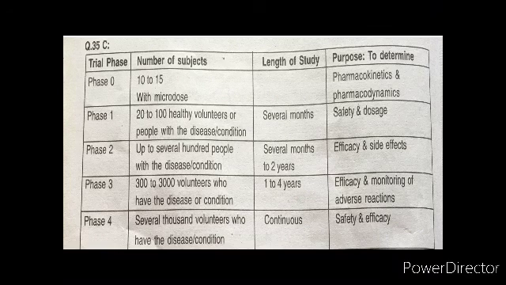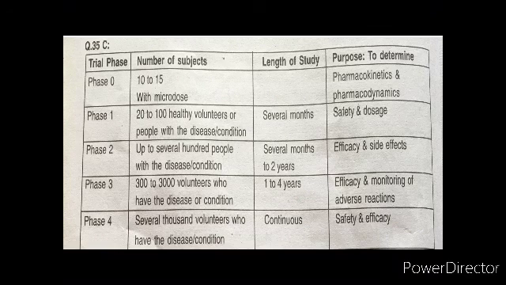Now we can see in this table, phase 0 is a trial phase with number of subjects at 10 to 15, and the purpose is to determine the pharmacokinetics and pharmacodynamics. In phase 1, we take 20 to 100 healthy volunteers or people with the disease or the condition, and that will take several months to determine the safety and the dosage. Phase 2 takes up to several hundred volunteers with a disease condition, and it takes from several months to 2 years, to find out efficacy and side effects.